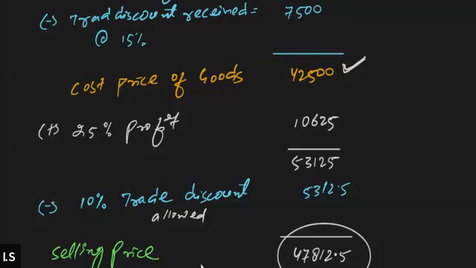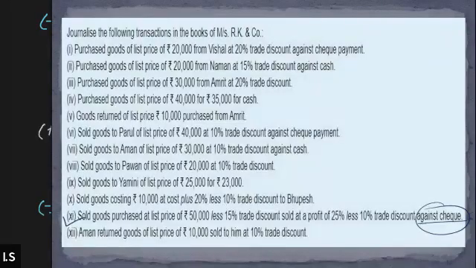Yeah. See, you will have to, first of all, read the question carefully. In the question, it says that sold goods purchased at a listed price of 50,000 less 15% discount. That means the goods that we are selling were purchased at 50,000 less trade discount of 15%. So first of all, we will have to determine, just a minute.